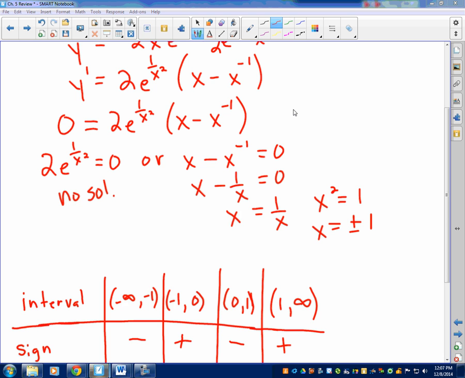So that's it. Checking our intervals, it does end up alternating, but it doesn't have to, unless it's a polynomial, a certain polynomial as well. So how do I interpret this then?